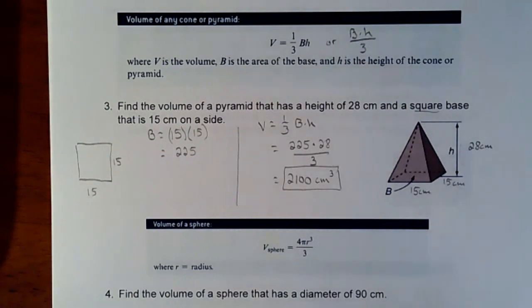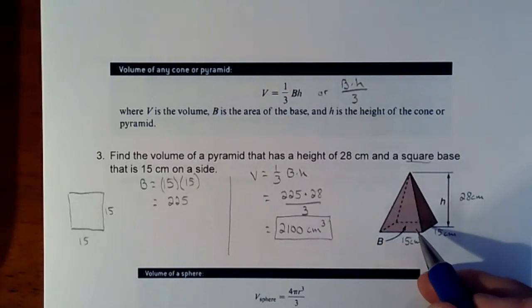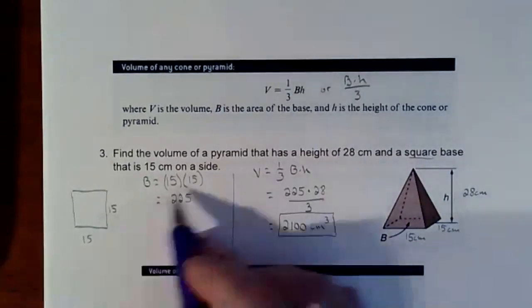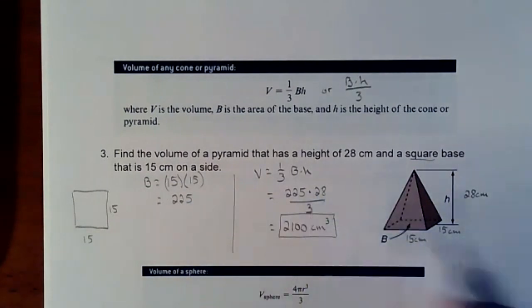Okay. So if it was a cone, same thing. The only difference is you'd have a circular base to it, so we would be doing pi r squared to find that value, and then we would still do the same math from there.